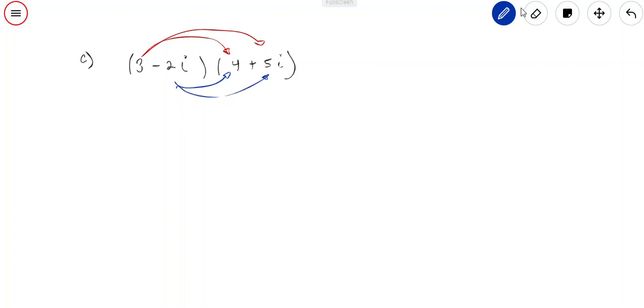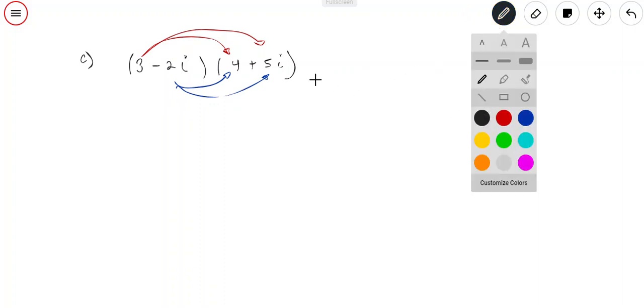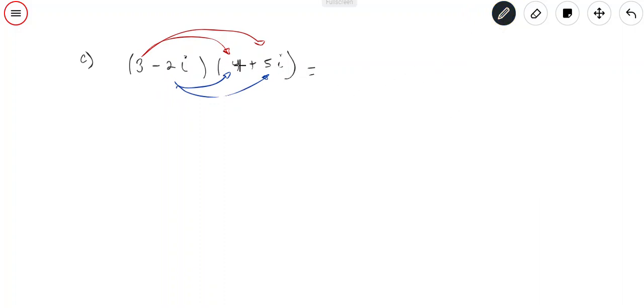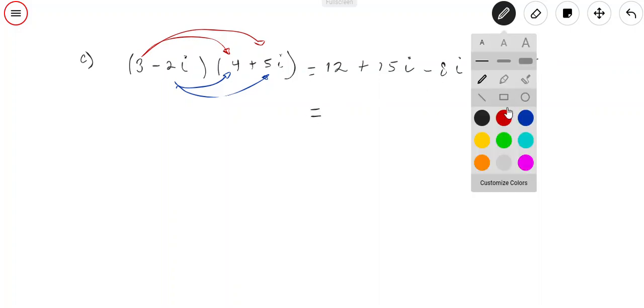If I multiply that way, I have 3 times 4, which is going to be 12. 3 times 5i, that is going to be 15i. Negative 2i times 4, that is going to be negative 8i. And negative 2i times 5i, that is going to be negative 10i squared. Right? So we know that i squared is -1.